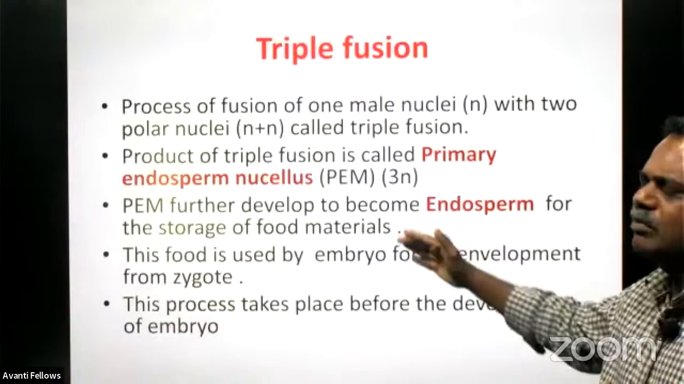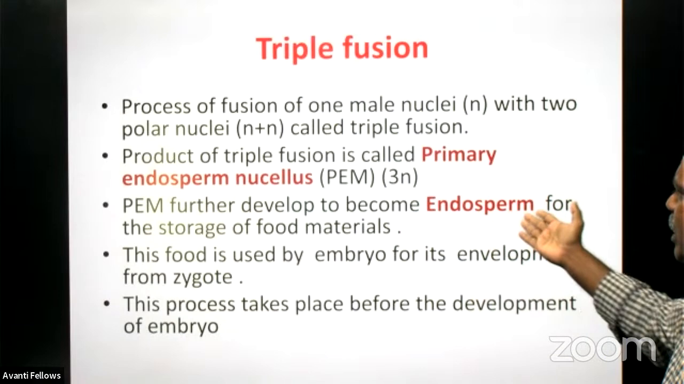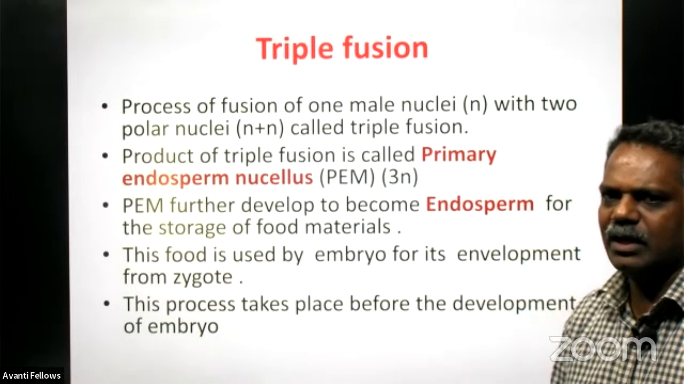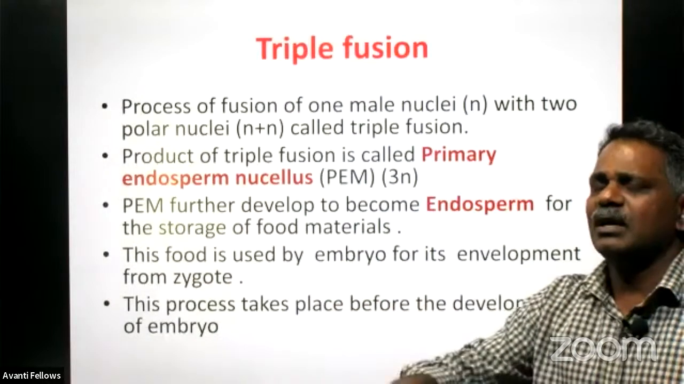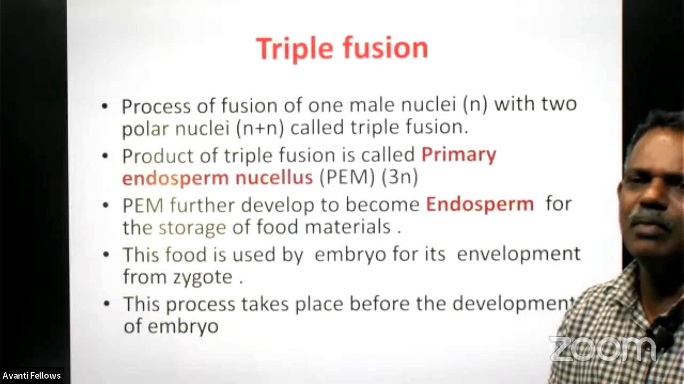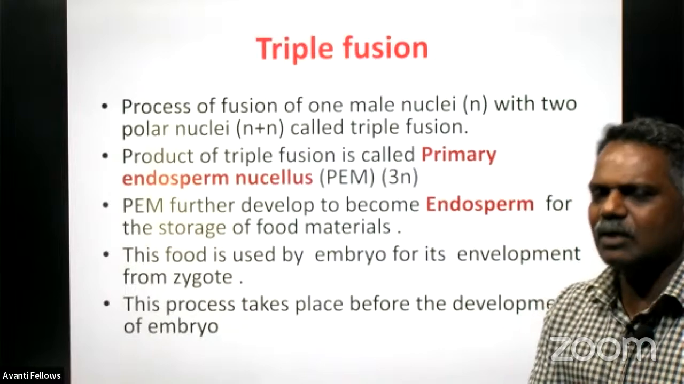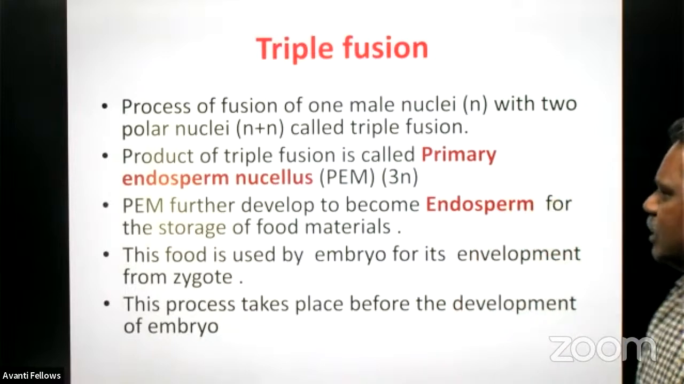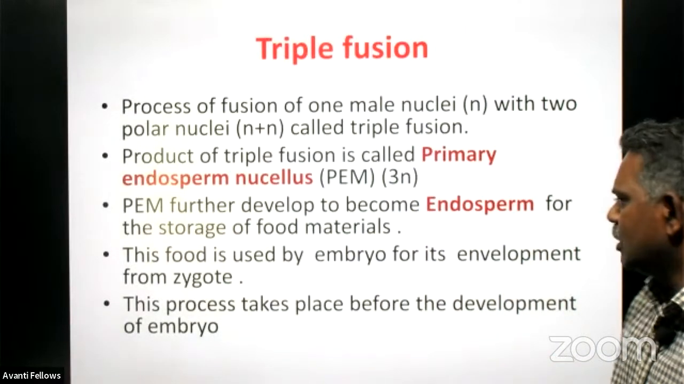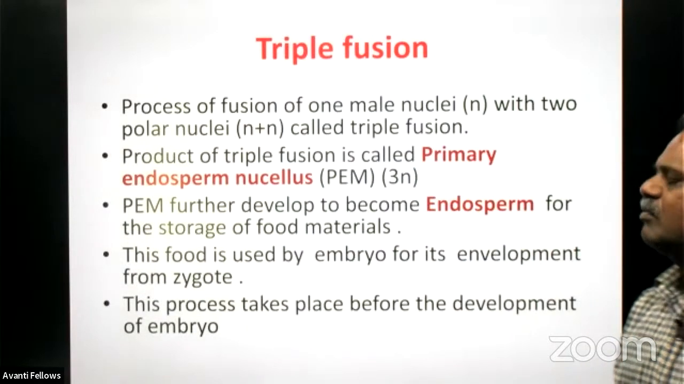And the primary endosperm nucleus further goes for division and development, and it will be converted into endosperm, exclusively for the storage of food material. This food is only utilized by the fertilized egg or the zygote to develop and become an embryo. For the embryonic development from the zygote, nutrients are required, which will be provided by the endosperm only. And this process takes place before the development of the embryo.